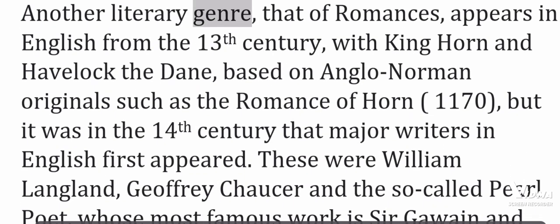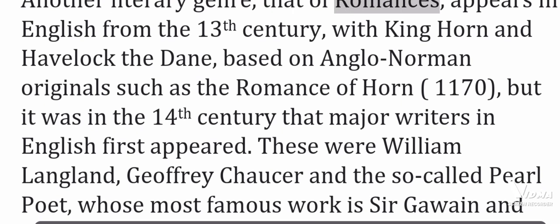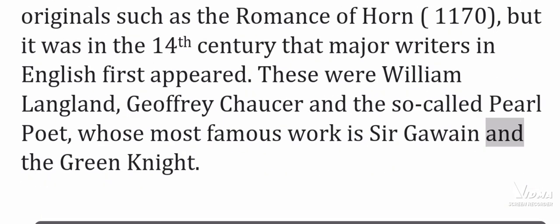Another literary genre, that of romances, appears in English from the 13th century, with King Horn and Havelock the Dane, based on Anglo-Norman originals such as the Romance of Horn, 1170, but it was in the 14th century that major writers in English first appeared. These were William Langland, Geoffrey Chaucer, and the so-called Pearl Poet, whose most famous work is Sir Gawain and the Green Knight.